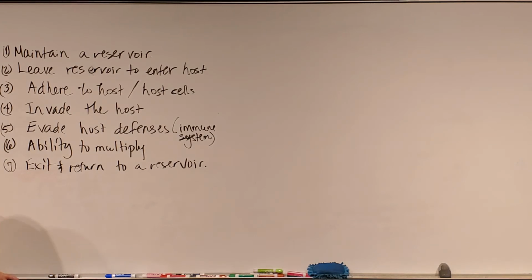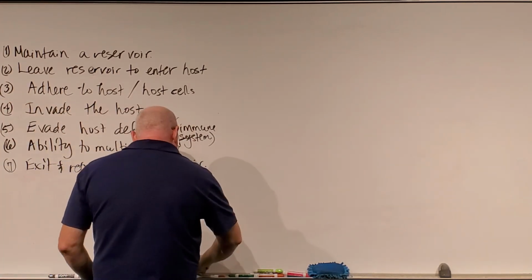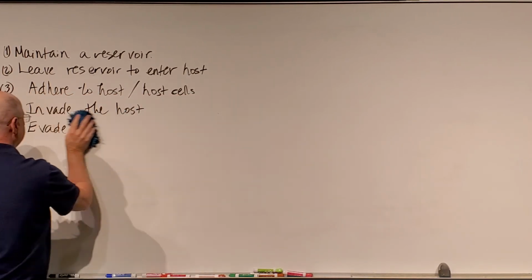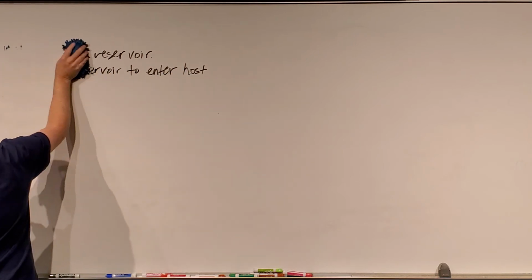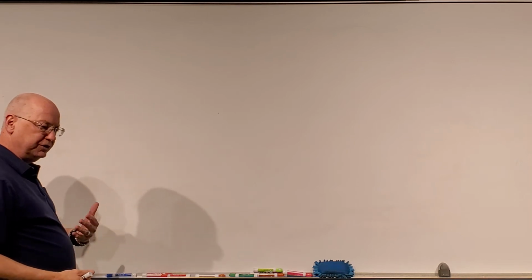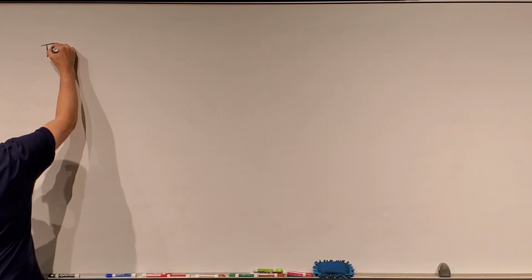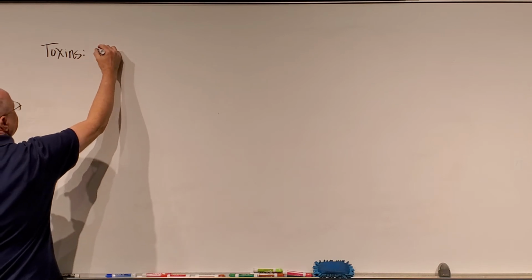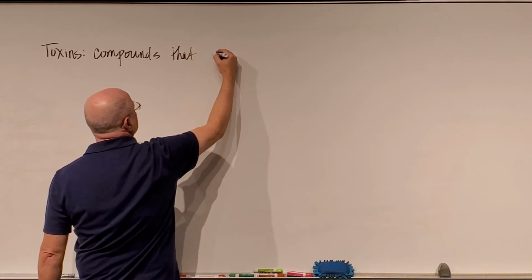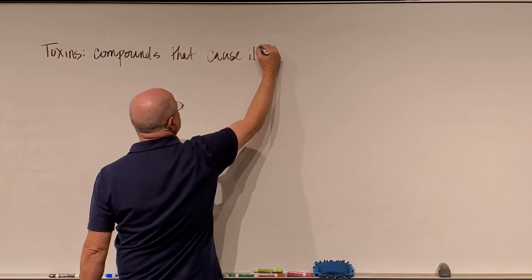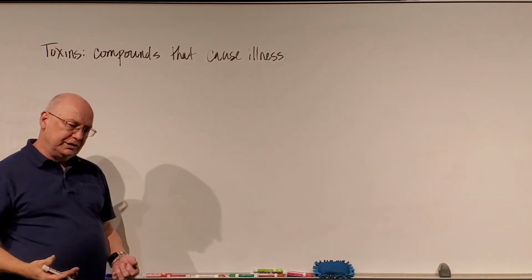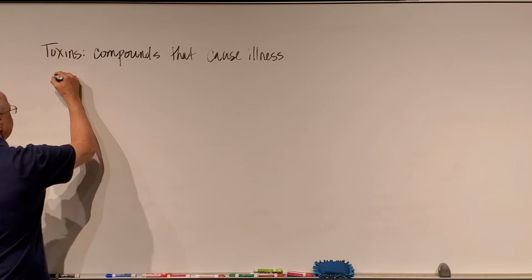Now, when we talk about toxins, I'm going to erase all of this because we've gone through these 7, and I didn't spend a lot of time on number 7 other than the portal of exit. But what I do want to talk about is one way that pathogenicity or pathogenesis occurs is through toxins. Toxins are compounds, chemicals, that cause the illness. So some bacteria make us sick because of the toxins that they release. And there's two major classes of toxins.